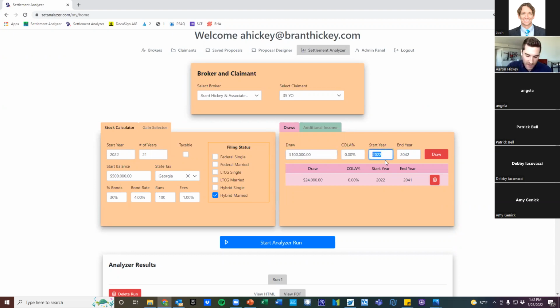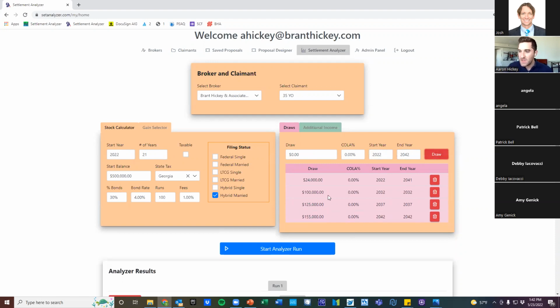$100,000 as a lump sum payable in 2032. And the way that you put in lump sums is your start and end year are identical. That's how you put in a lump sum. 5 years later, they're going to receive a $125,000 lump sum in 2037. And finally, we had money left over to buy a $155,000 lump sum in 2042, that final year of the analysis. So you'll notice you can put in multiple draws just like that.